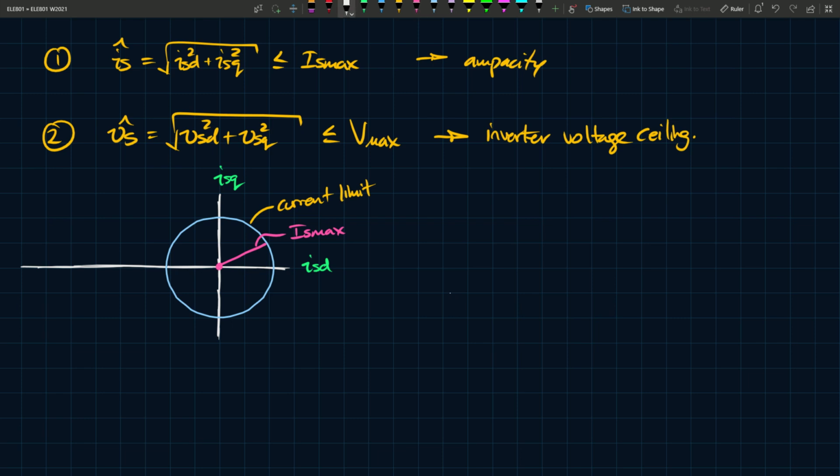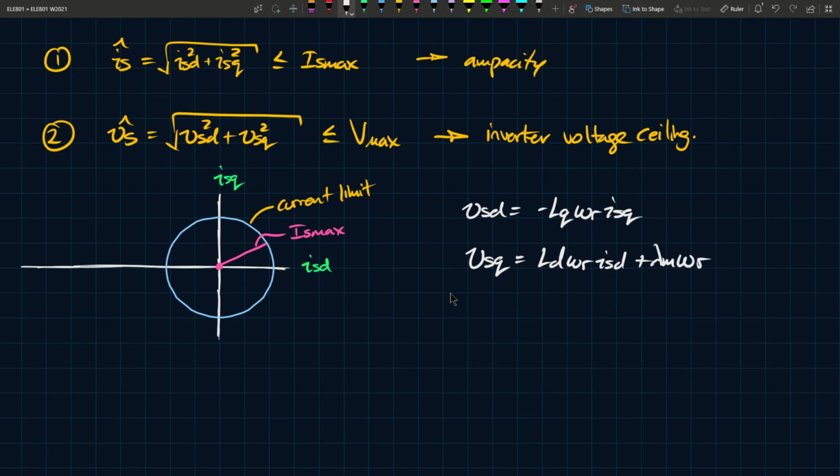You can then do a similar thing with Vs, right? So what I'm going to do is assume that Rs is small because the losses in Rs are negligible compared to the behavior of the rest of the equation. And so if I ignore Rs, then I get that VSD is equal to minus LQ omega R ISQ, and VSQ is equal to LD omega R ISD plus lambda m omega R.